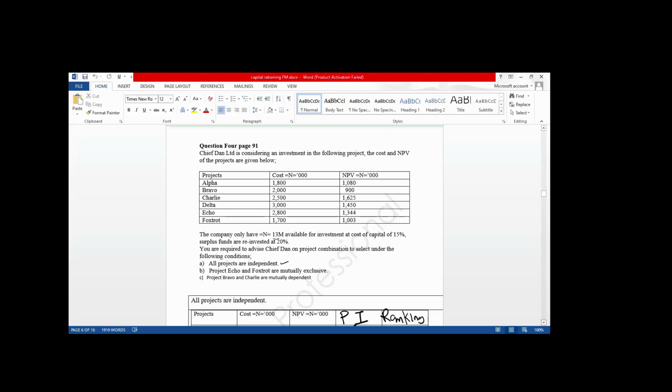That is the meaning of mutually dependent. In this case, where two projects are mutually dependent, we are going to take the two projects as one and recompute the profitability index.